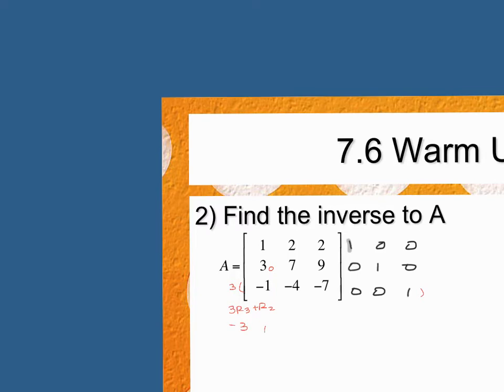So -3, -12, -21, 0, 0, and 3. And then add that to row 2, which is 3, 7, 9, 0, 1, 0. I get 0, -5, -12, 0, 1, 3. And then that's going to take the place of row 2. So 1, 2, 2, 1, 0, 0, 0, -5, -12, 0, 1, 3, -1, -4, -7, 0, 0, 1.